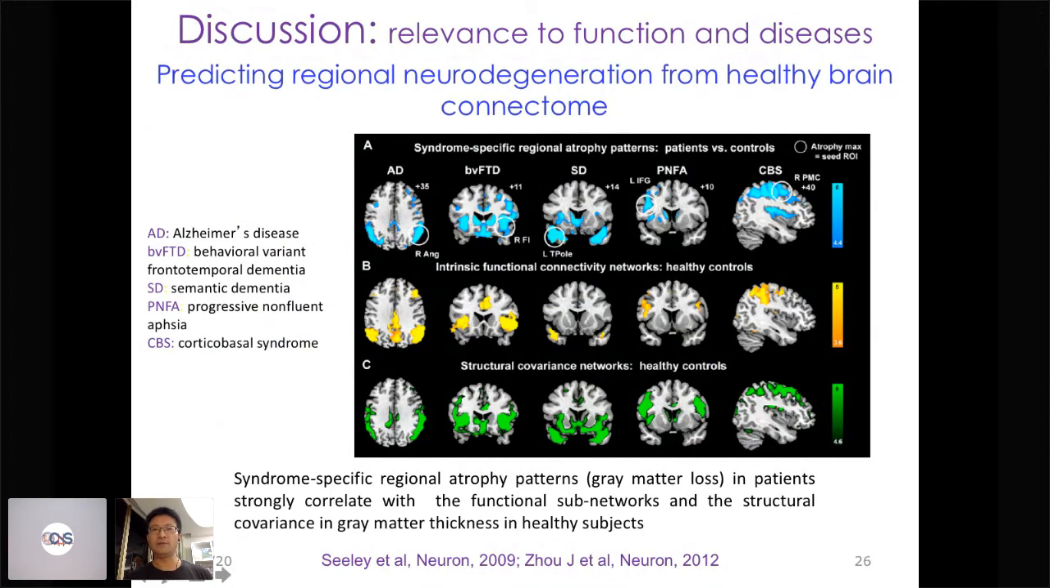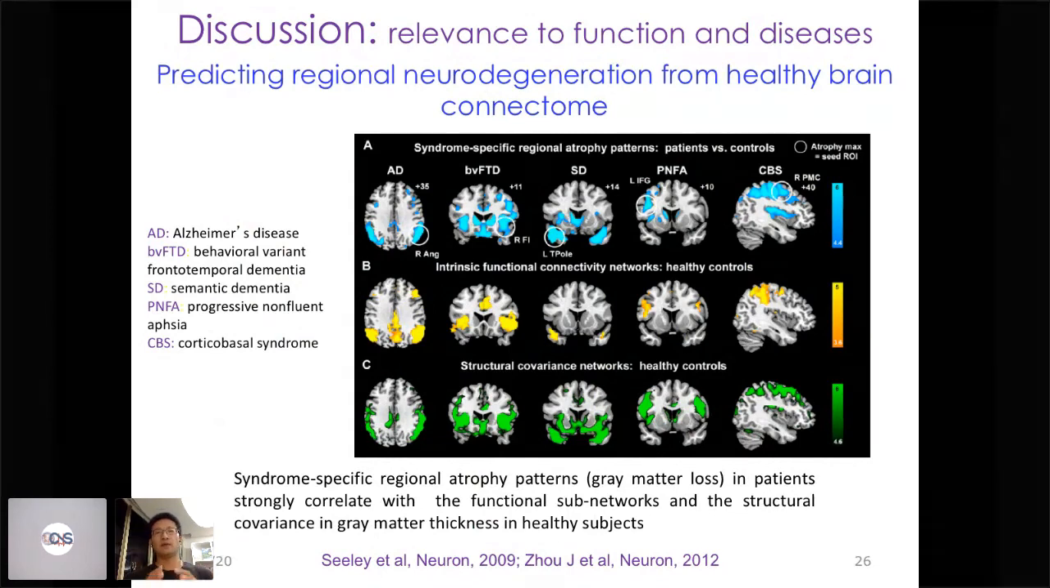Published in Neuron, two papers show that a subtype of this dementia corresponds to the atrophy of different brain networks. And the very interesting thing is, if you go back to normal people and look at the intrinsic functional connectivity, those brain areas that later have atrophy form a cluster in the functional network. Those areas also covary in healthy individuals. So some of the gray matter in these brain areas, these subnetworks, change together.